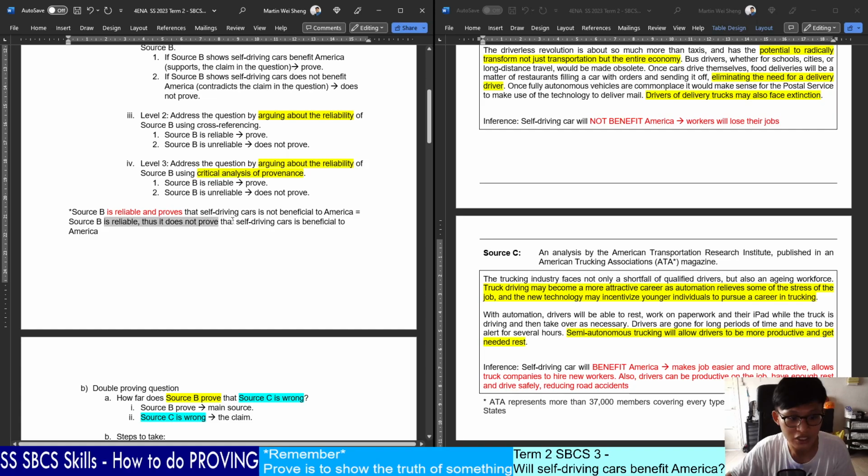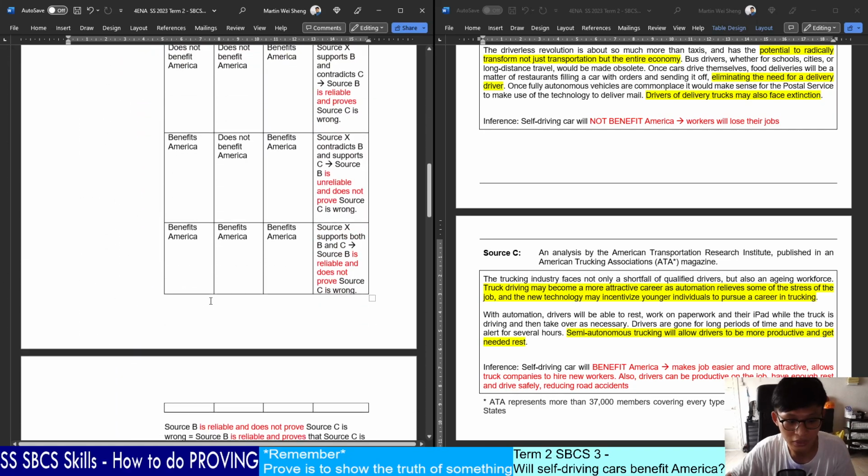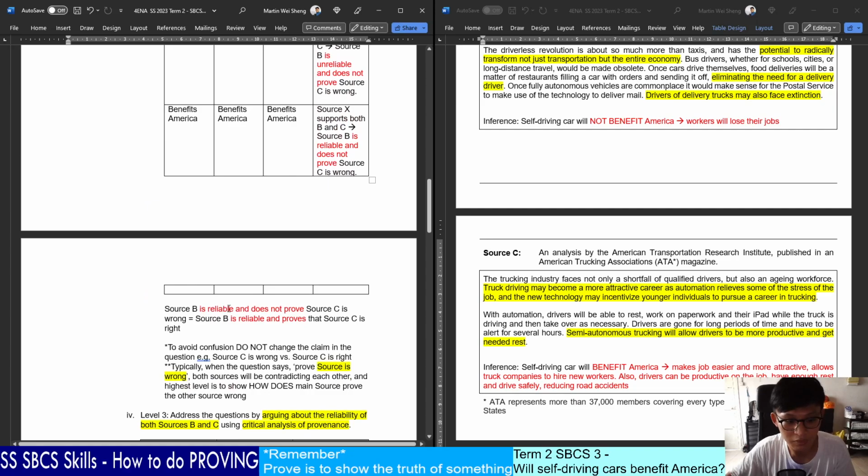This special scenario basically only applies when the source over here is reliable. So you do not change whether or not the source is reliable. You just have to change whether or not it proves. So B is reliable, does not prove C is wrong. I don't change this portion over here. I don't change whether or not B is reliable because based on my cross-referencing skill, B is reliable. So I would just change the back over here, prove or does not prove, C is wrong or C is right. These two sentences have the same meaning.